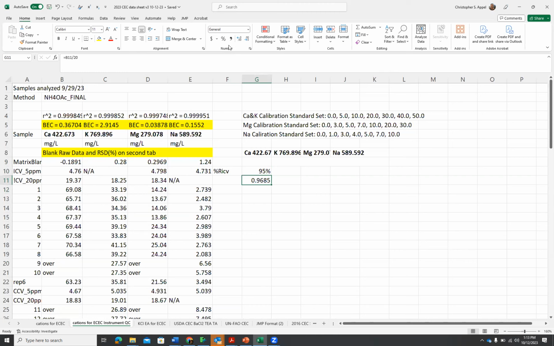And convert them to percents. And where you have no value, it just means that it was either too low or too high to fit on the standard curve, so we don't have a value for them.